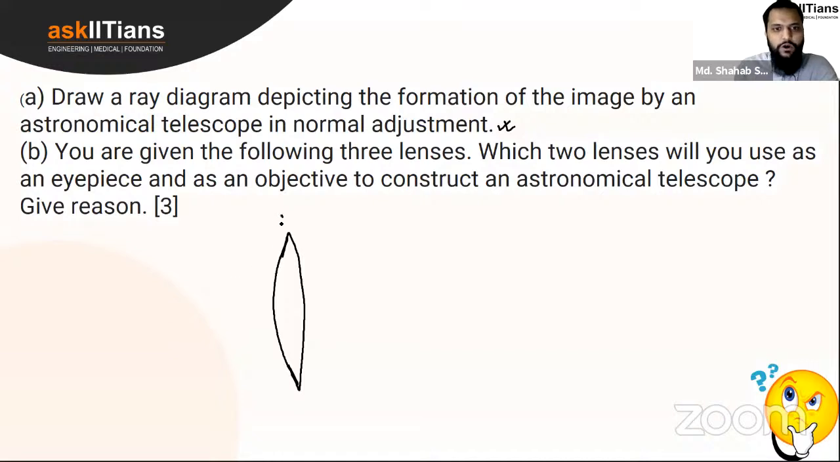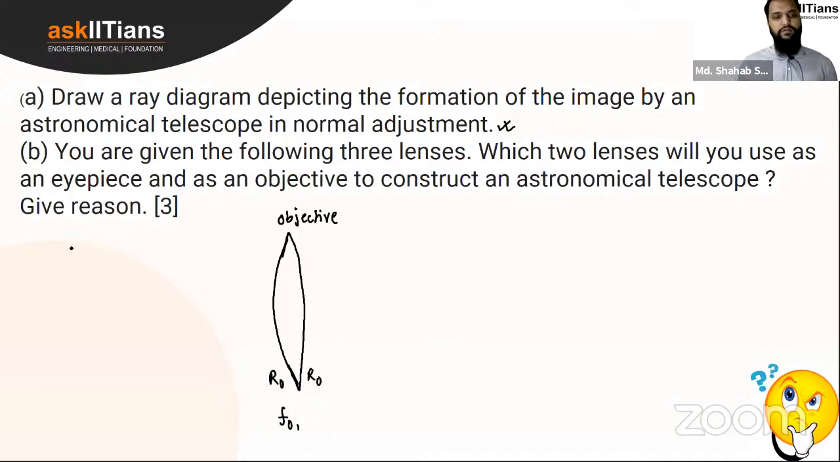So first you draw the objective. Don't draw the eyepiece first, okay? Objective: it has a high focal length and a high radius of curvature. So this radius of curvature and this radius of curvature should be high, and the focal length should also be high. So we take the focal length of the objective as FO, and we can take both radii of curvature as the same, RO, for the objective.